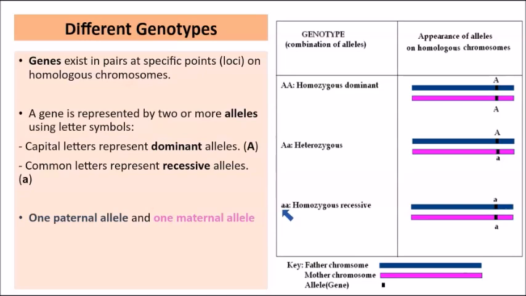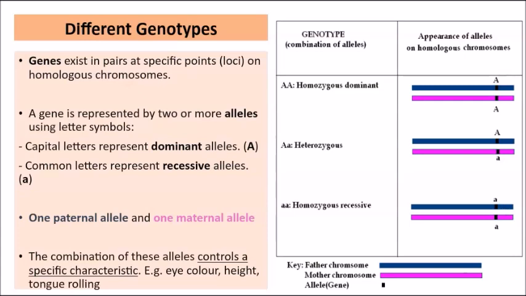Now the final genotype, the final combination of alleles, is the homozygous recessive. So two common letters, two common A's there. So we have both father and mother chromosomes carrying the recessive allele. So this person is homozygous recessive. So you have to keep these three different genotypes in mind. Remember, the combination of these alleles is what's going to control and determine your specific characteristics.